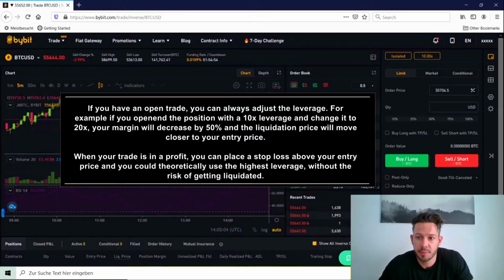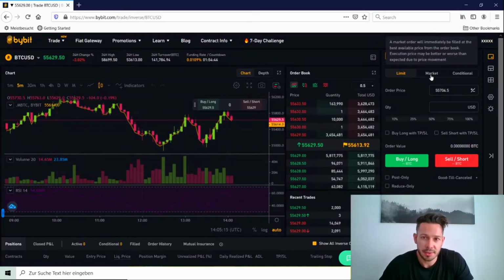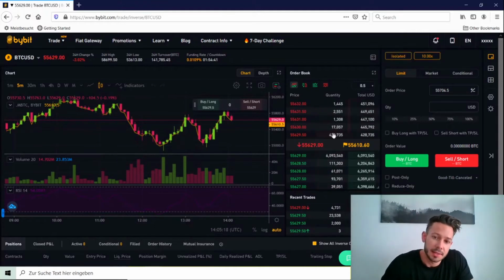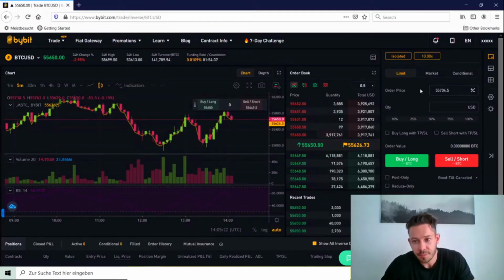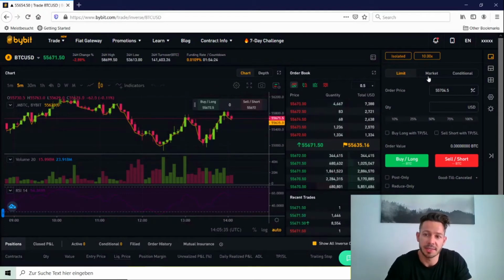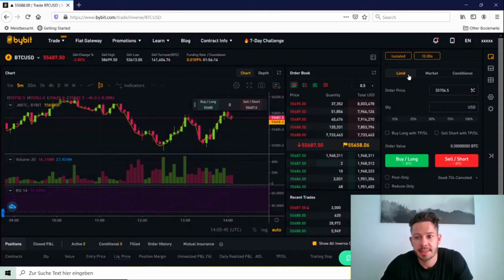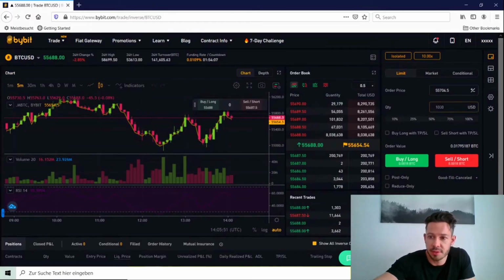What we can do now, if you want to place an order, we have limit, market, and conditional. What does this mean? If you place a market order, it gets filled immediately, yes? As you can see, this here is the price, and if you place a market order, you also have to pay a little fee, because you are not a market maker, you are a taker. This means you take liquidity out of the market. On the other hand, if you place a limit order, then you provide liquidity to the market and you would get paid this fee.